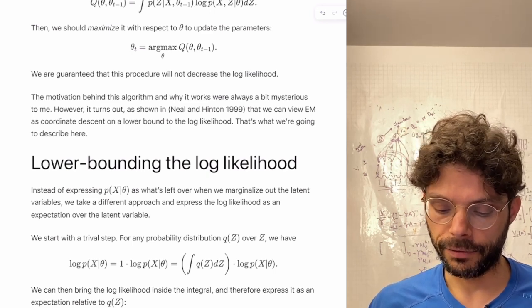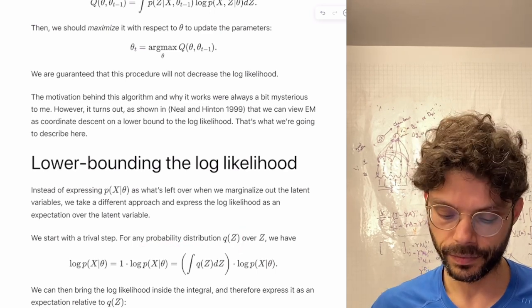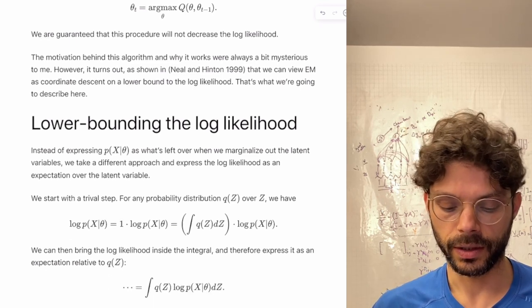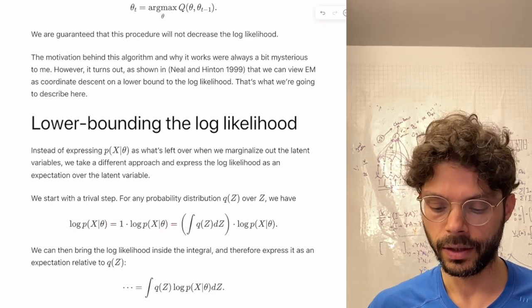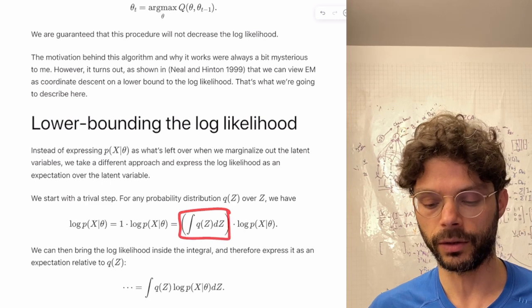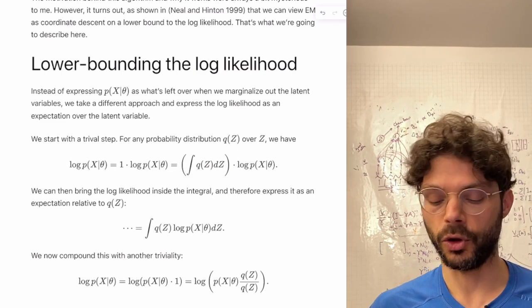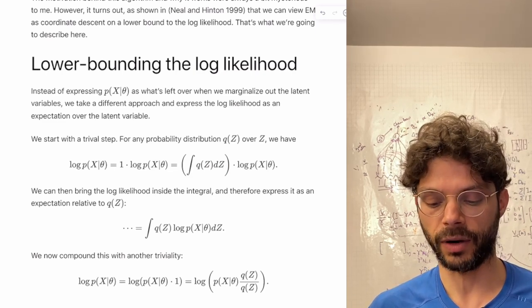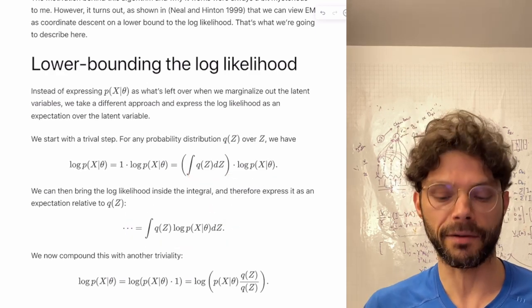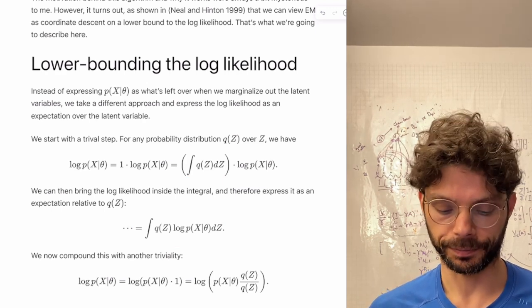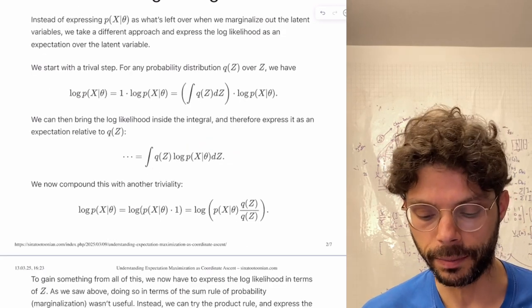So we've got Z, our latent variables. Now for any probability distribution q on Z, we have the following. The log likelihood, with no Z's in it, is the same as 1 times the log likelihood, of course. Now 1 is just the same as the integral of the distribution, and because this distribution doesn't depend on x, we can bring it inside. So we can write this as a trivial average of the log likelihood. But this isn't really helpful, right? The whole point is we want to manipulate the log likelihood itself.